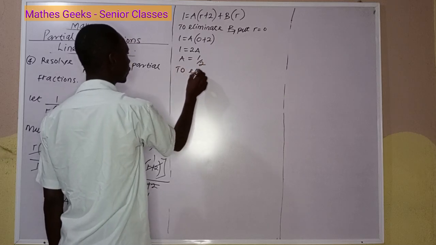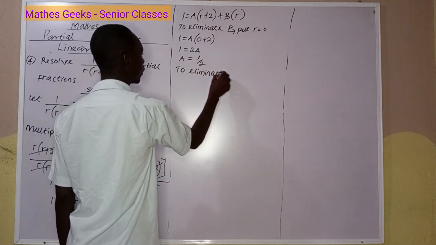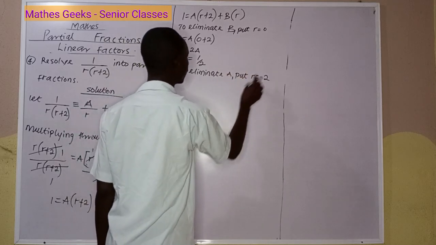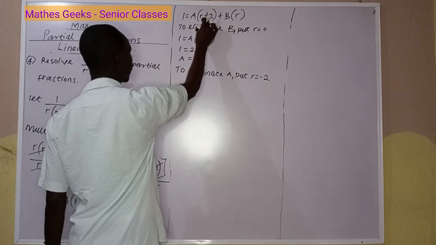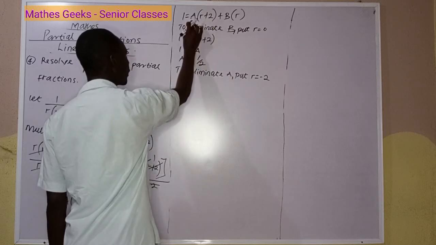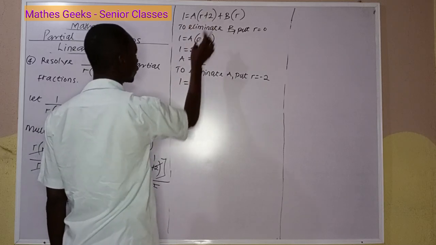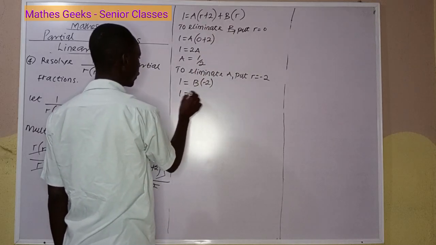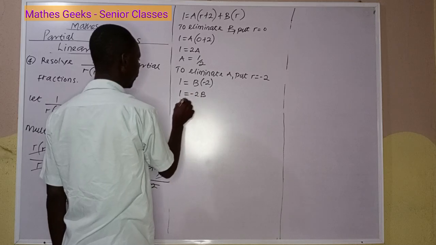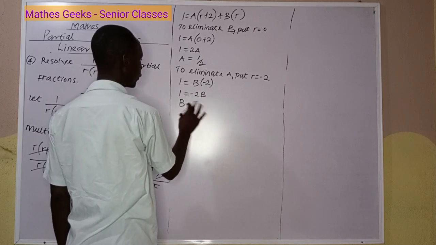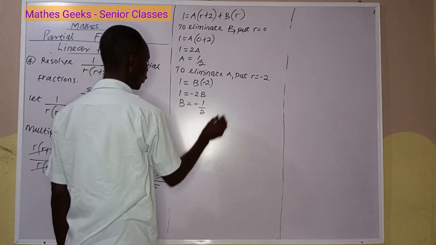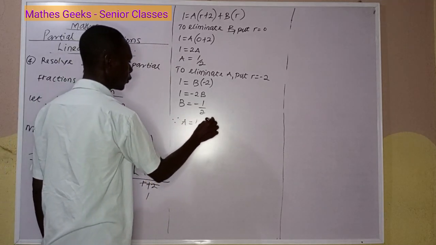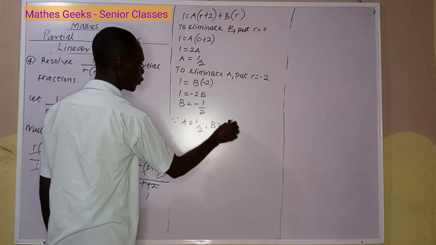To eliminate a, put r equals minus 2. So minus 2 plus 2 is 0, and 0 times a is 0. So 1 equals b times minus 2. So 1 equals minus 2b, and b equals minus 1 over 2. Therefore, a equals 1 over 2 and b equals minus 1 over 2.